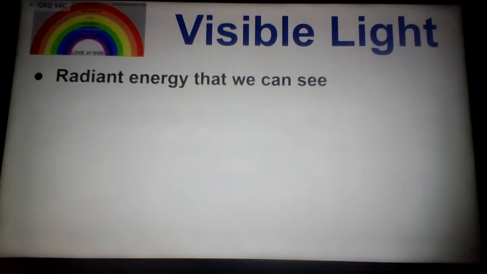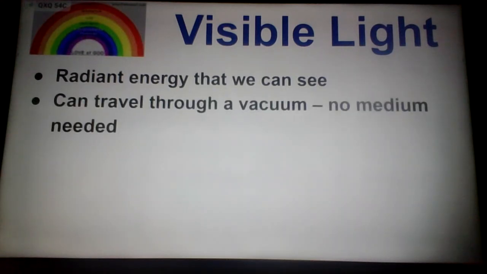Ready? You see, it's pretty short, only 6 to copy this time. Visible light is radiant energy that we can see. Okay? And visible light is actually 7 colors of light that all come together and make what we call white light. Red, orange, yellow, green, blue, indigo, and violet. And when those all come together, the frequencies and wavelengths become a beam of white light.